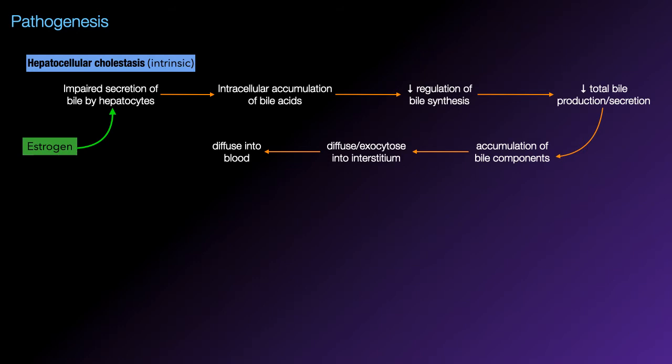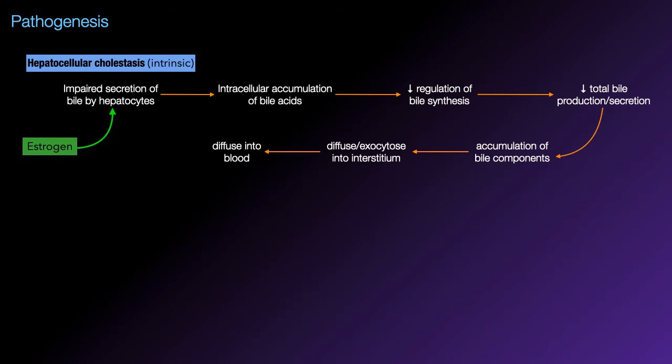When excretion of bile components like conjugated bilirubin is down, but they are still being conjugated, they also build up along with the bile acids and eventually are excreted into the interstitial space, where they can access the blood supply. So we will see hepatocellular cholestasis in situations where estrogens are high, right?